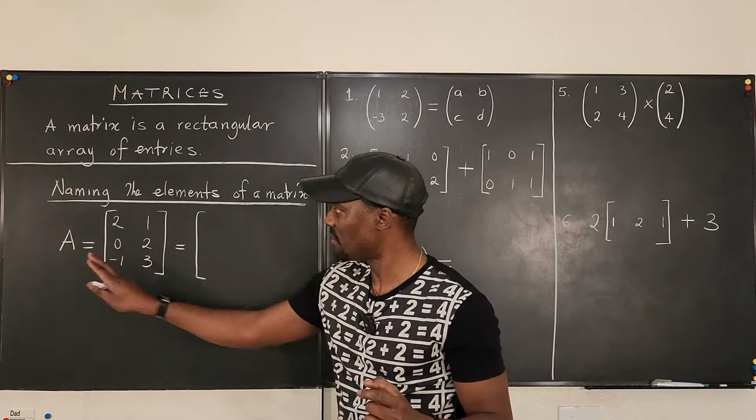So, if I want to get an answer to this, I have to put my answer somewhere here. The answer to this will be 2 plus 1 is 3, 1 plus 0 is 1, and 0 plus 1 is 1. 1 plus 0 is 1, 3 plus 1 is 4, and 2 plus 1 is 3. This is the sum of these matrices.